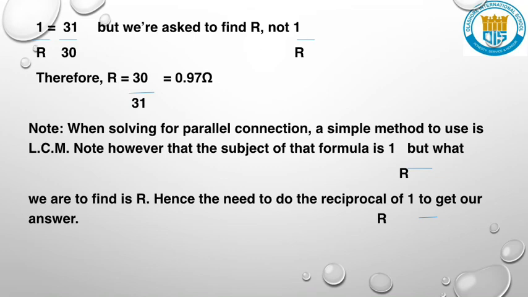But don't forget that 31 over 30 is not the total resistance. It is the reciprocal of the total resistance. So to now find total resistance, you must flip it back again. So you must have the reciprocal of 31 over 30, and that is 30 over 31. That is what will now give you the total resistance value. Always note, again, when solving for parallel connection, use your LCM. But note that the subject of the formula in your parallel addition is 1 over R. So you must find the reciprocal of that to get your correct answer back.